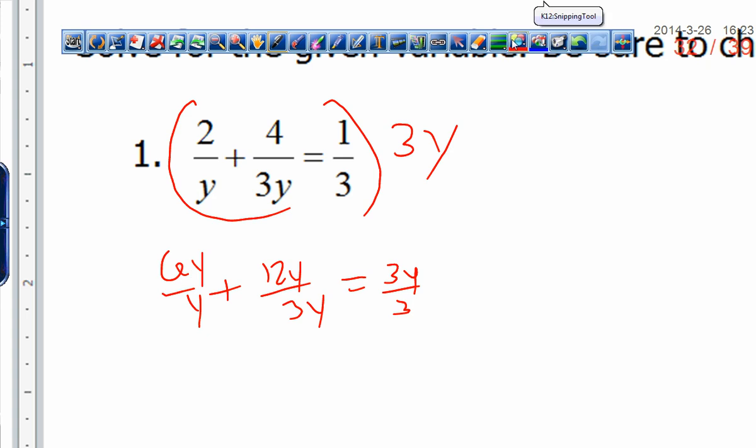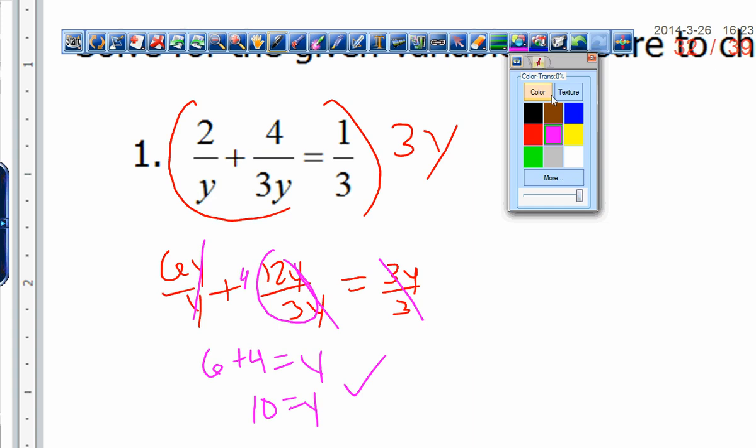So here I got y over y, that cancels out. And remember 12 divided by 3 is actually 4. So I get 6 plus 4 equals, oh yeah, those 3's cancel out too. So anybody can do this one. 6 and 4 make 10.